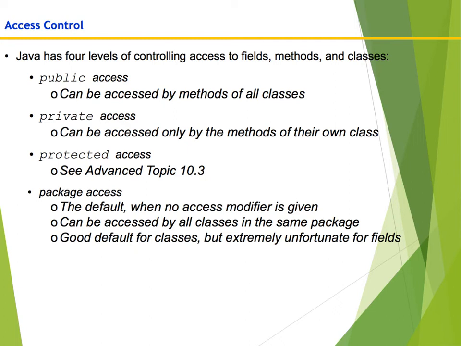The last type of access is package access, which is the default access. It means that if you specify no access modifier before defining a method or a field or a class, then that method, field, or class would have package access. Package access means it can be accessed by all classes in the same package. So remember that when you mention an access modifier, it's either public, private, or protected. If you don't mention it, it would be package access.